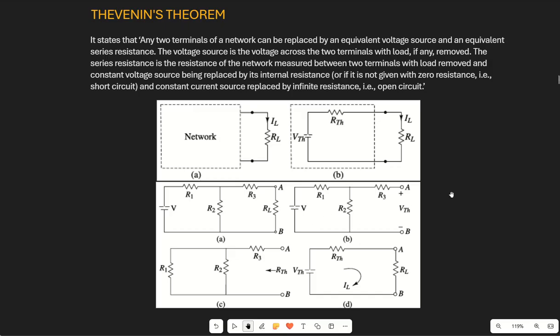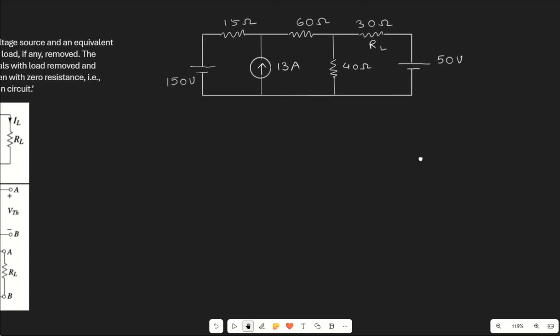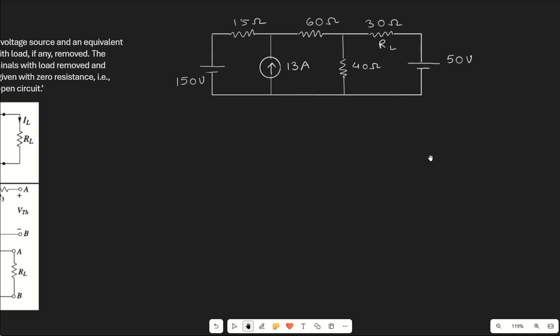Okay, so now let us consider an example. So how to solve it? This is one example containing three sources and resistances. All are independent sources, so there is no case of dependent source here. So let us see how we can solve this circuit using Thevenin theorem. Let us first consider redrawing the circuit.